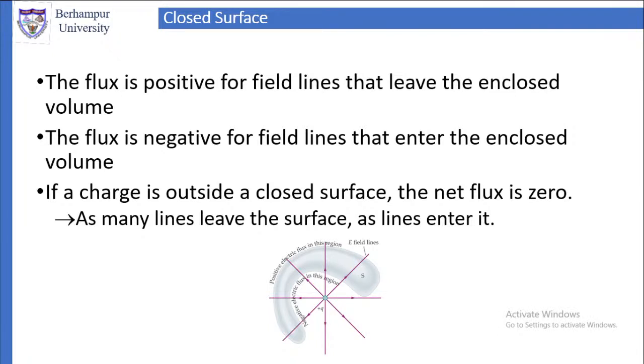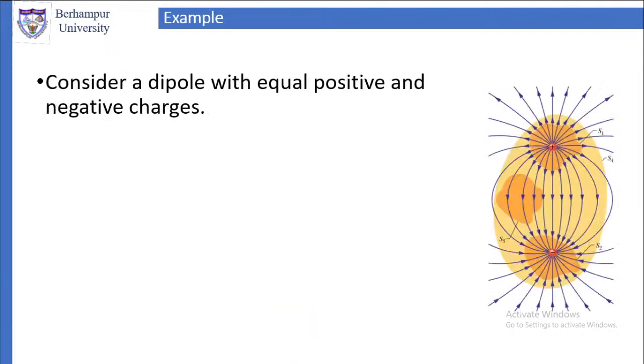Therefore the number of lines of forces entering is equal to the number leaving. As many lines of force enter the surface, the same number of lines of force leave the surface. So when the charge is outside an enclosed volume, the net flux from the volume is equal to zero.